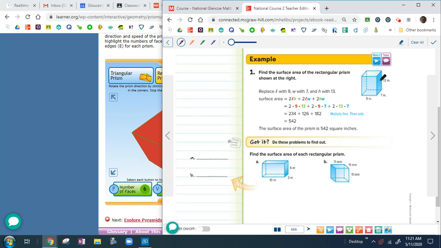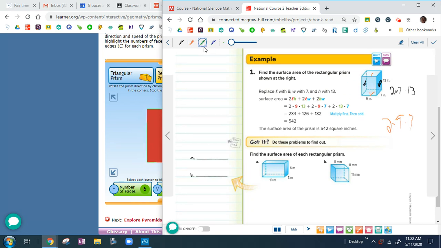So if I'm looking at this side face here, I could do 7 times 13, and that's the area of that rectangle, and then it's identical to this side face over here, so I just times it by 2. And then you could do the top and bottom, this one and this one, and you can see that their dimensions are 9 by 7, and since there's 2, we'll double it.